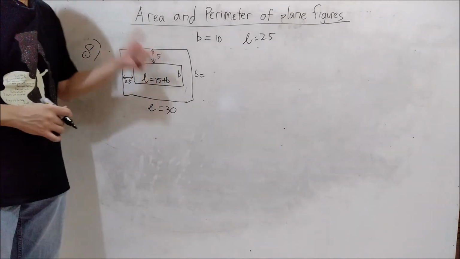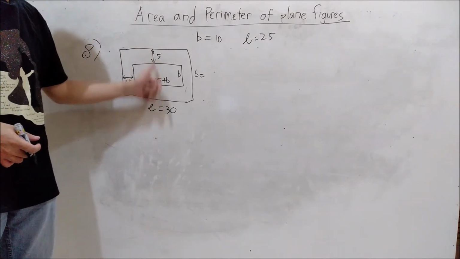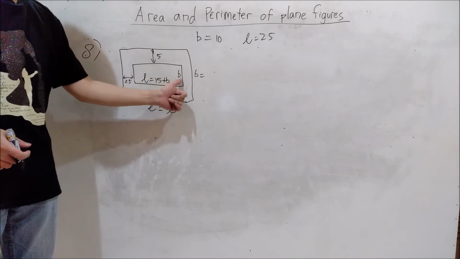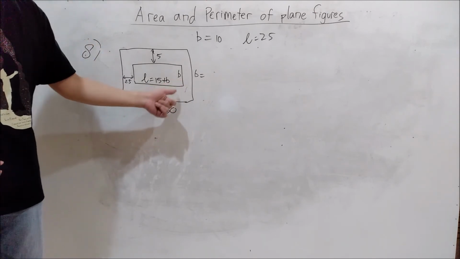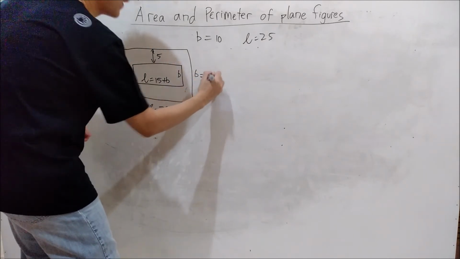For the breadth itself, the path is 5 meters, 5 meters each, and then you have 2 of that, so it will add 10 to the breadth of the field. The breadth of the field is 10, so 10 plus 10 will be 20.